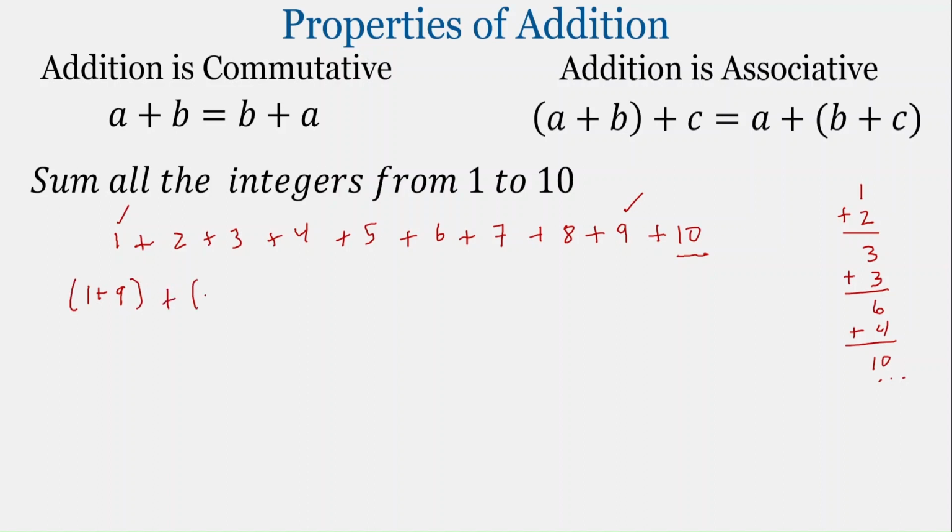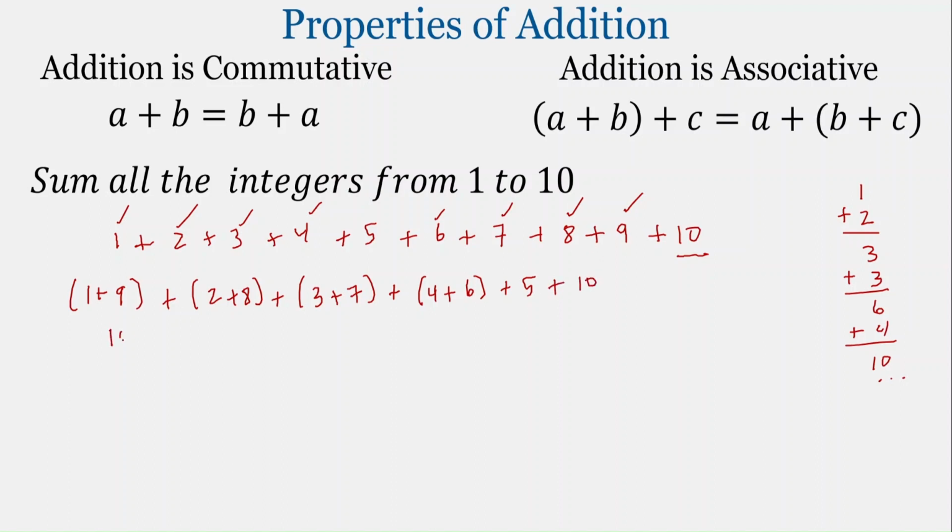And then we can go 2 plus 8. Take care of that. And then we have 3 plus 7. Check. Check. And then we have 4 plus 6. Check. Check. And so now we have a 5 and a 10 kind of left over. So let's go plus 5 and plus 10.